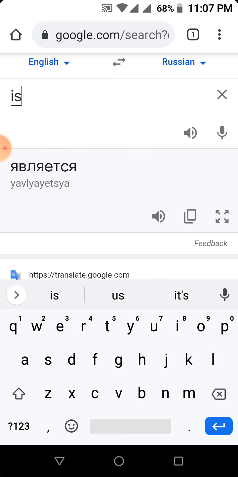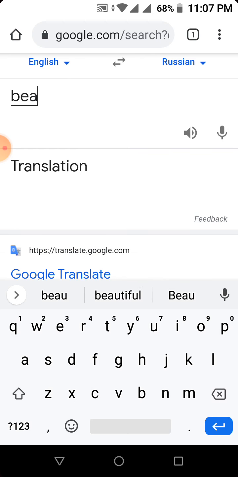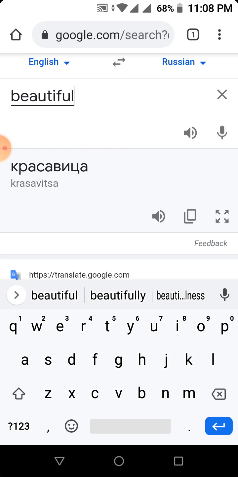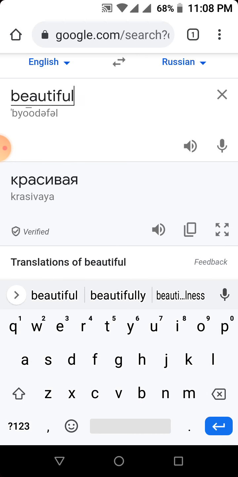It's a small word or a short word, but a very long translation. So is yavlyayetsha in Russian, and beautiful in Russian I have here krasivaya. Alright? So if we are going to join together all of the translations that we gathered, we have Vash, mesto, yavlyayetsha, krasivaya. Alright?